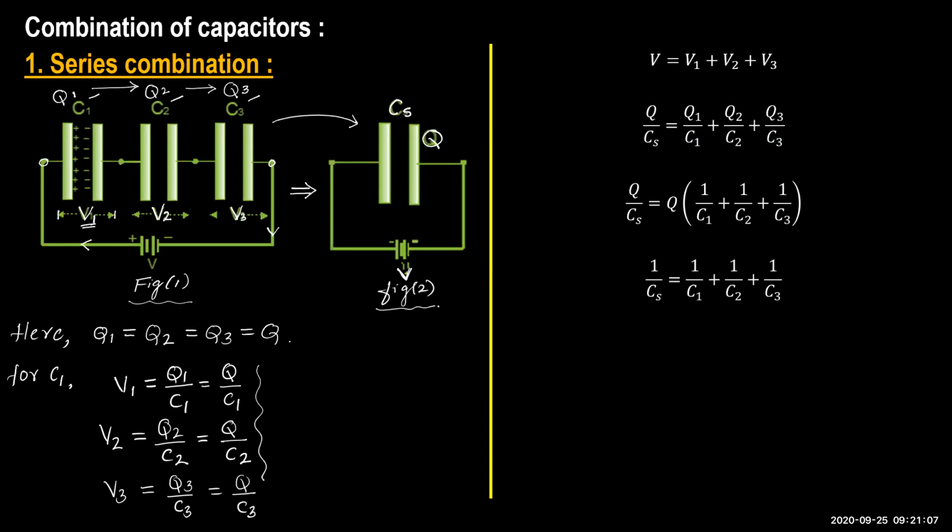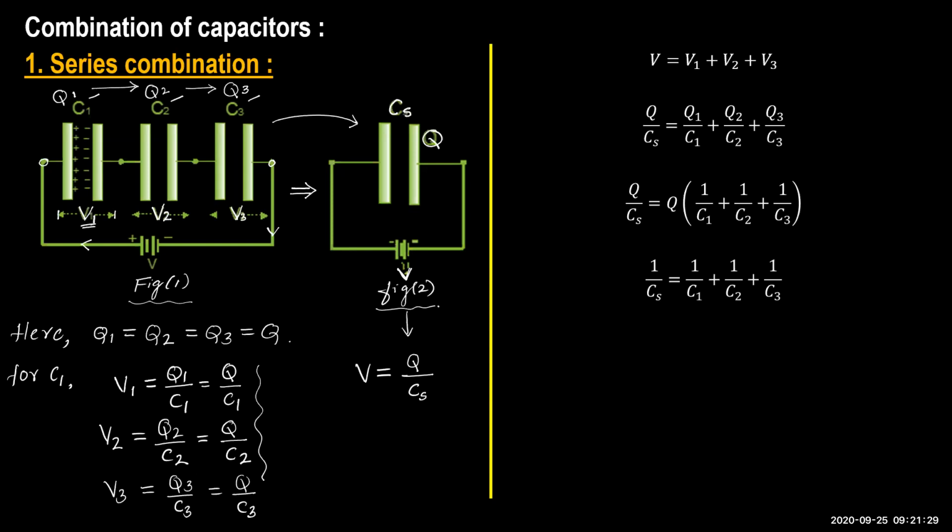Now, for the second figure, what equation can we write? We can write V is equal to Q, because that is the charge stored there, divided by its capacitance CS.